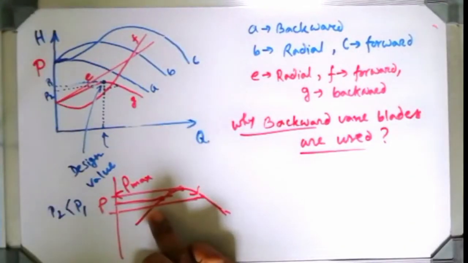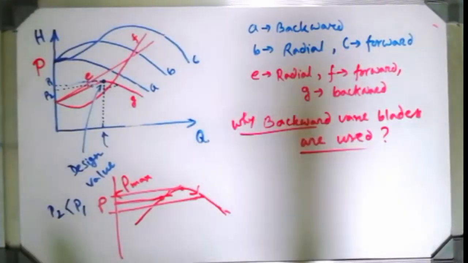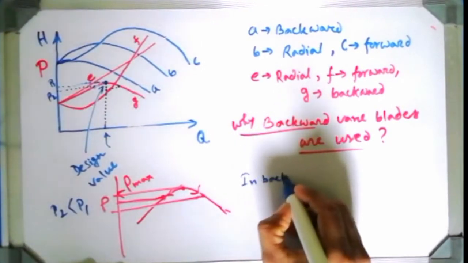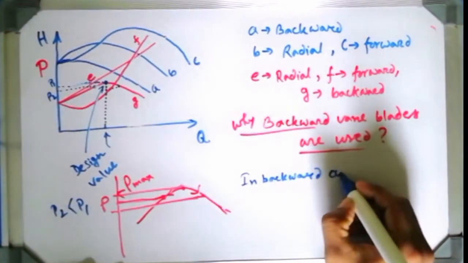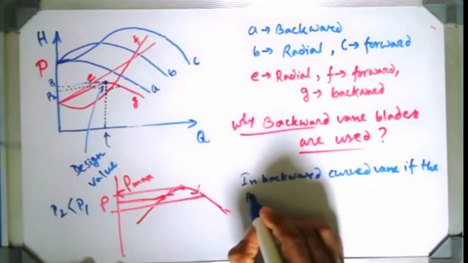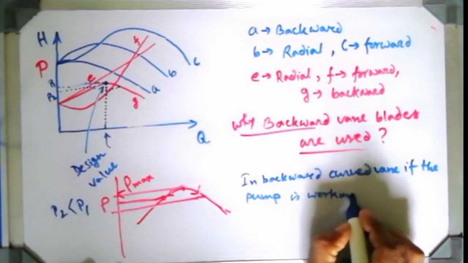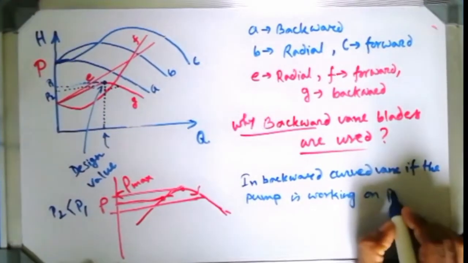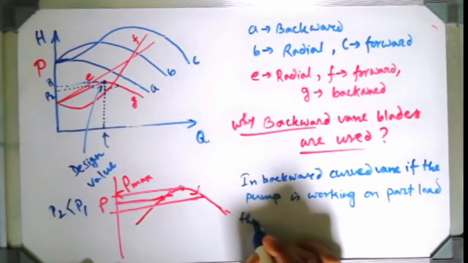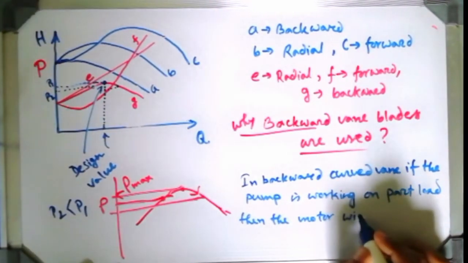So that is the reason why we use backward curved vane. By using backward curved vane, I can write the point over here. In backward curved vane, if the pump is working on part load, then the motor will work safely.